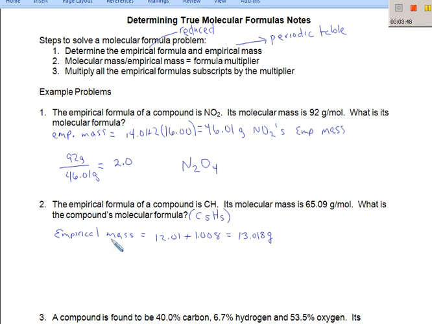Your first step is you should have calculated the empirical mass as being 13.018 grams. Then you're going to take your molecular mass, 65.09, divide it by the 13.018, and you get 5. So you have 5 CHs, which means you've got C5H5. Let's go down to the next problem.